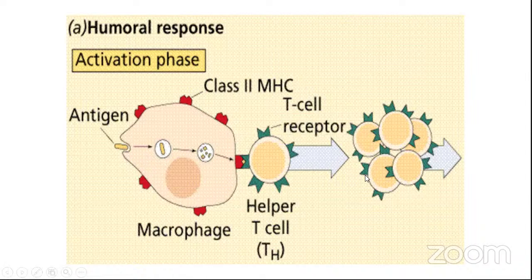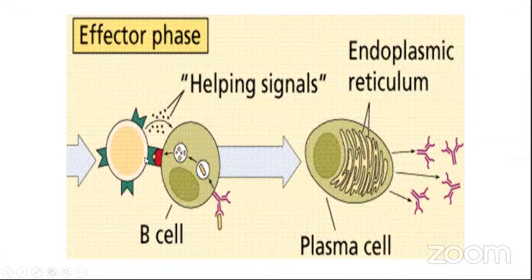These helper T cells will proliferate in abundance, and then they will present the antigen or will stimulate the B cells. These B cells will finally mature to form the plasma cells, and these plasma cells will finally form the antibodies which can attack the antigens and destroy them. So this is how a humoral immune response takes place.